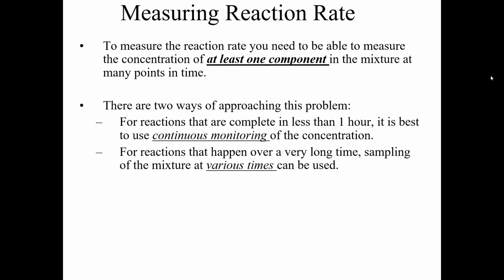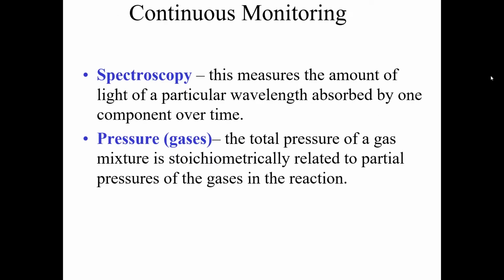For reactions that are complete in less than 1 hour, we call this a short or a quick or a fast reaction. It is best to use what we're going to call continuous monitoring of the concentration. For reactions that happen over a very long time, we're going to call these slow reactions. What we use is sampling of the mixture at various times. That can be used. So let's talk about the first one, continuous monitoring.